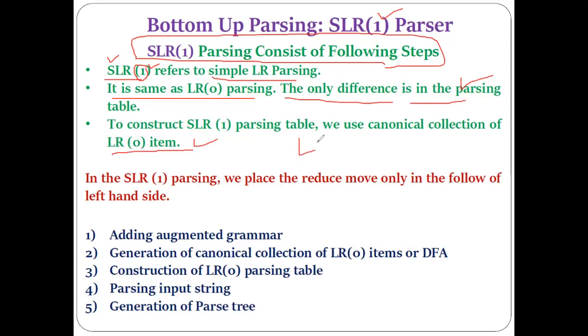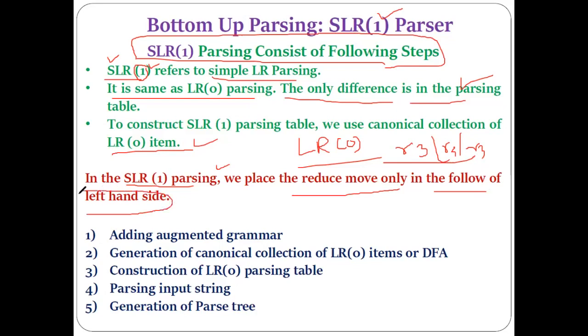In case of LR0, we have seen that when you are making the reduction entries in the parsing table, you are making them in the whole row of that particular table. But that is not the case in SLR1. In case of SLR1, we are going to place the reduction entries only in the follow of the left-hand side, instead of making the entry in the whole row. So let's see how it can be done.